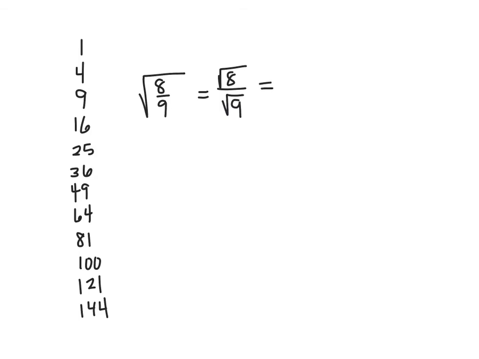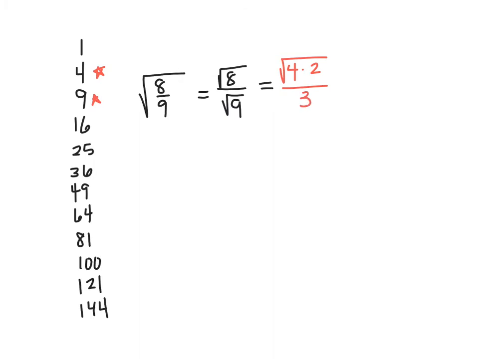So at the top, square root of 8. What perfect square goes into 8? I know that 4 does. So that would be 4 times 2. I also know that 9 is already a perfect square. The square root of 9 is 3.